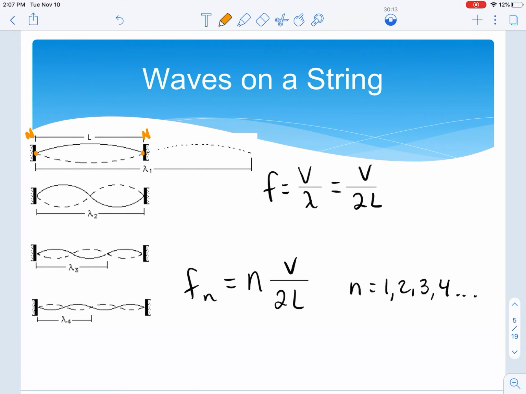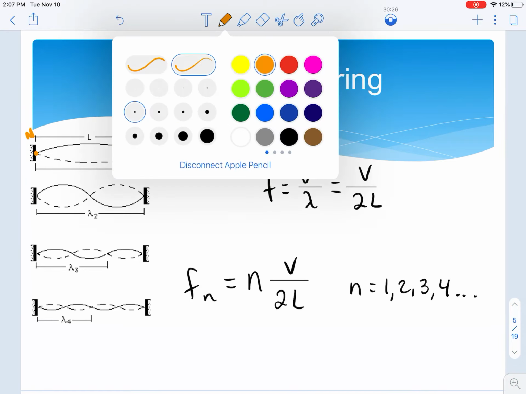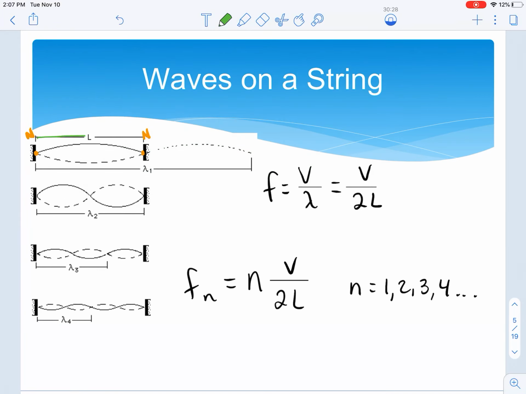So in order to create that first harmonic, remember, it was actually only half of a wave. And so when we look at our formula over here on the right, you can see that it's only going to be half of a wave that fits on the full length of the string. So if the length needed to make this half wave is L, then in order to make the full wave, I would need 2 lengths of that string.